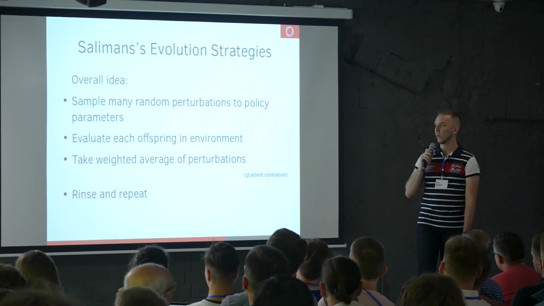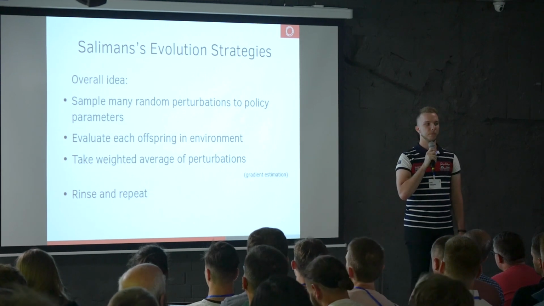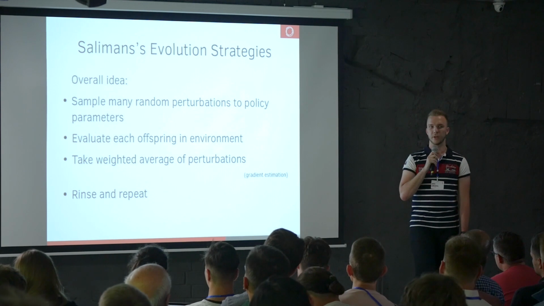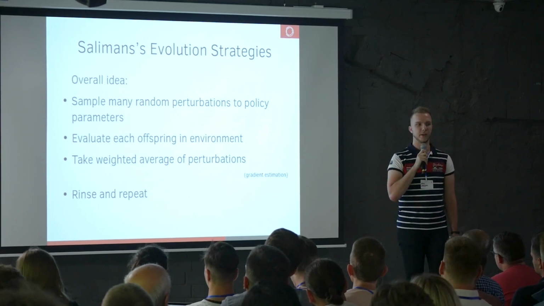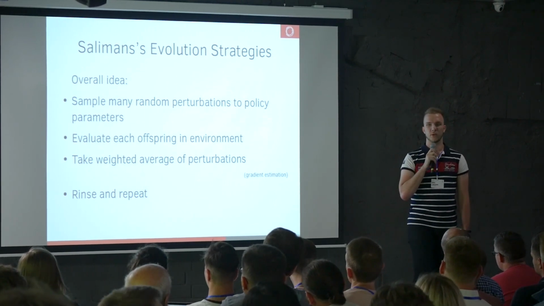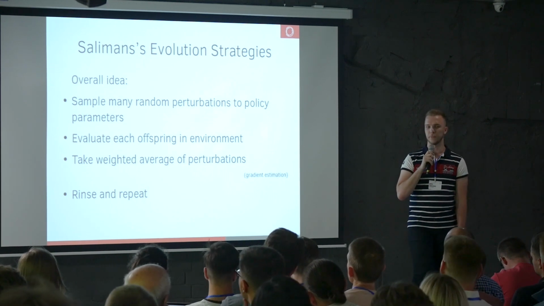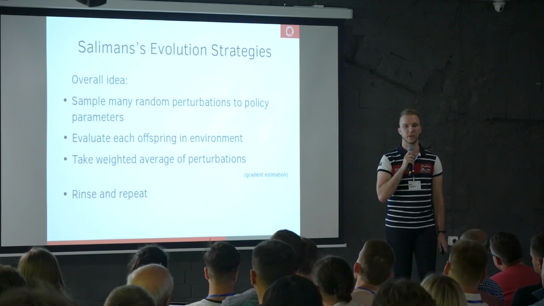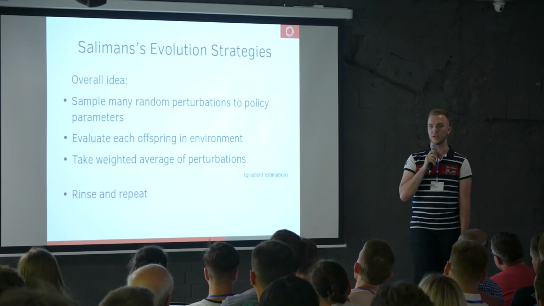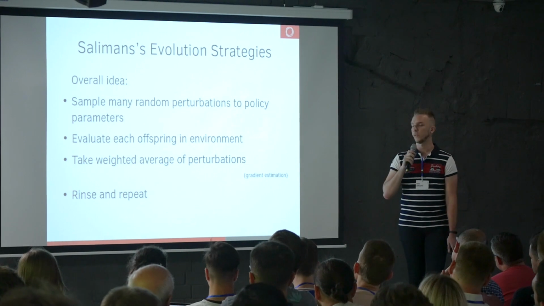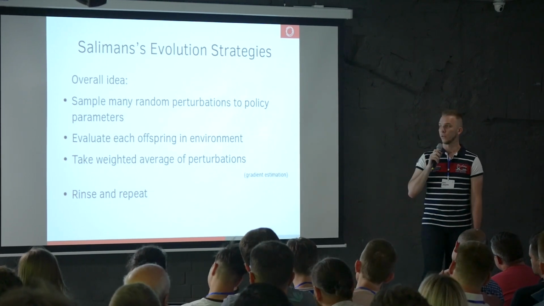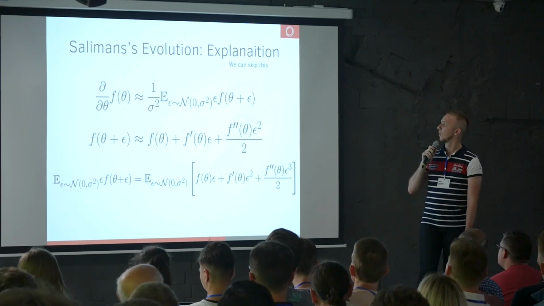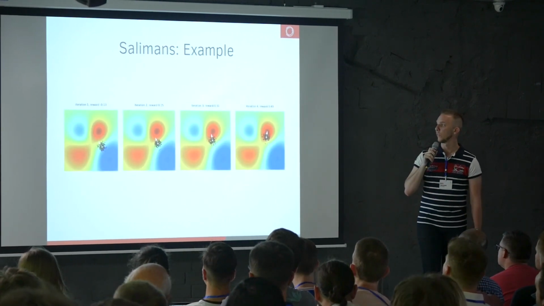And the main goodness of this paper was that it is embarrassingly parallel. You can run every evaluation on every single core or GPU or even over the network, and you need to share only a single scalar, the reward from every agent. And then you can rinse and repeat. And it will somehow converge, and here is the proof of why this works, and here is a demo.